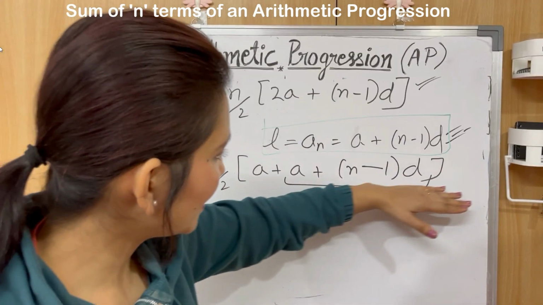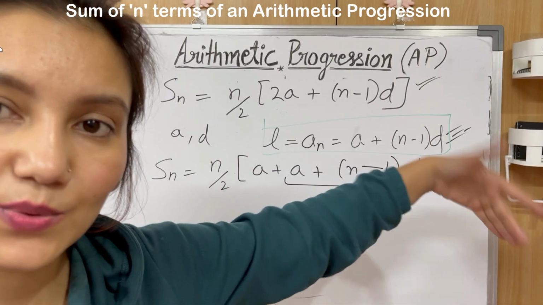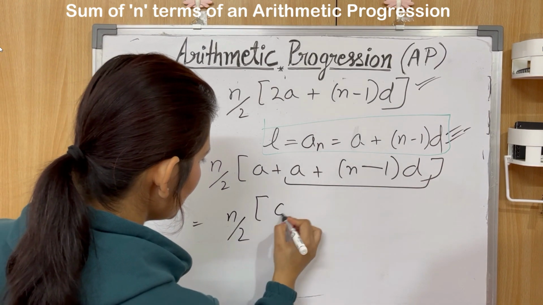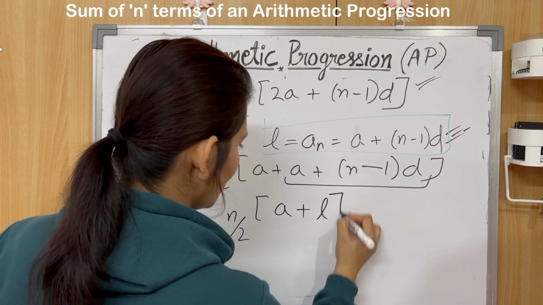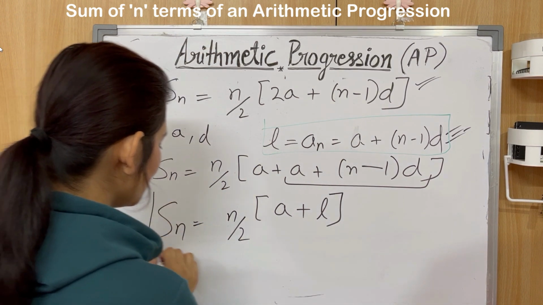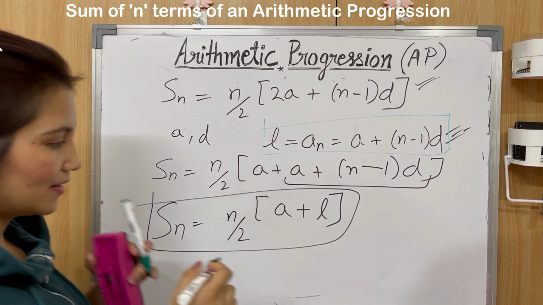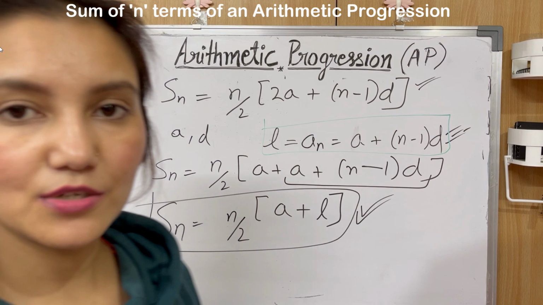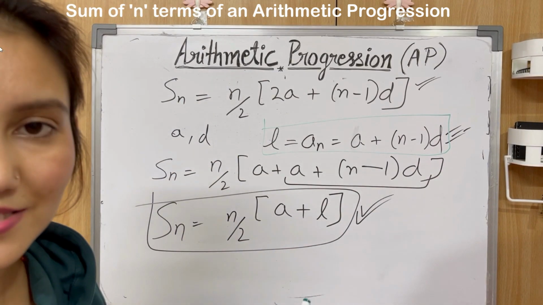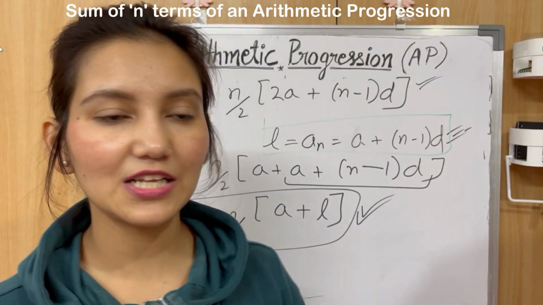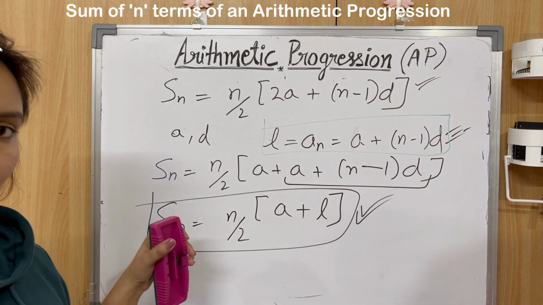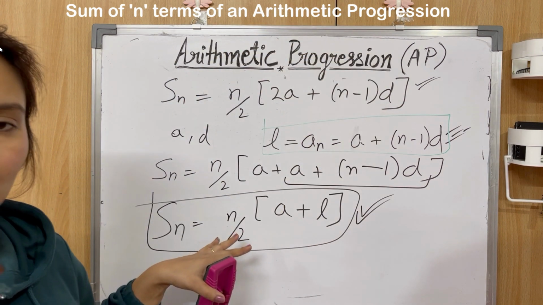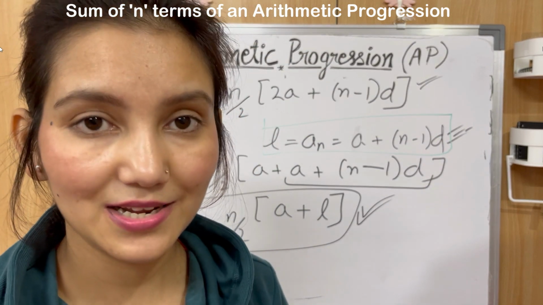So instead of writing this much, we can simply replace it with L, the last term. So we can write n upon 2 (a plus L). So the sum of n terms of a finite AP can also be obtained using this formula: Sn is n upon 2 (a plus L), where L is the last term. Simple. So this is the relationship between the last term and the n terms of an AP. If you know the last term of an AP, no need to put it in the earlier formula, you simply write n upon 2 (a plus L), and you get the sum of the AP.